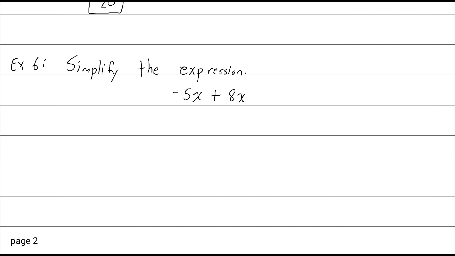So this is 3x, right? So you combine two like terms that are alike, right? They have the same variable, the same exponent, and you can put them together as one. Think about that. You are down 5x's, and then you add 8x's. Now you are up 3x's. Okay, that's how that works.